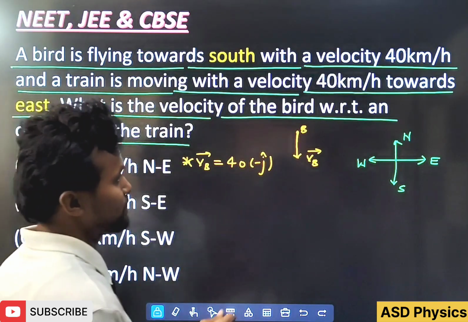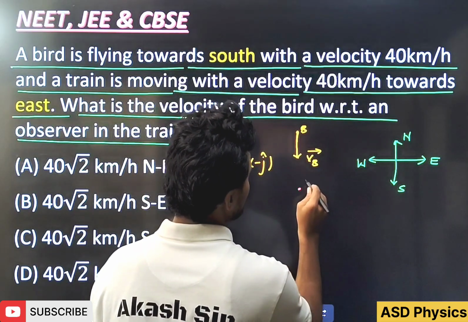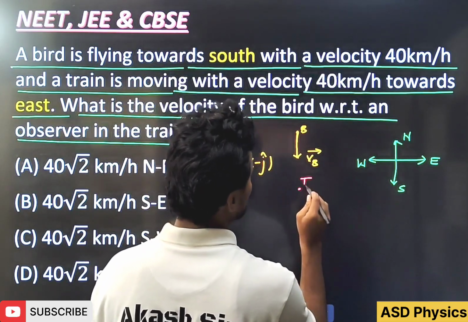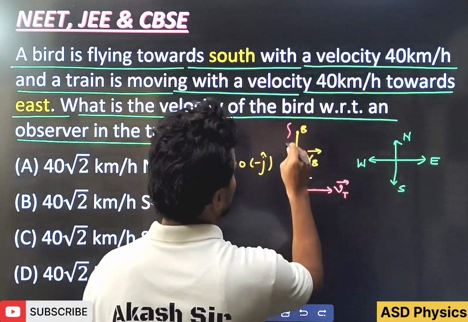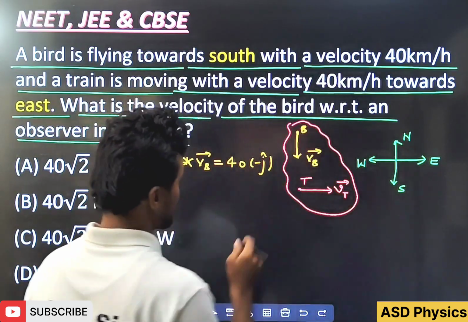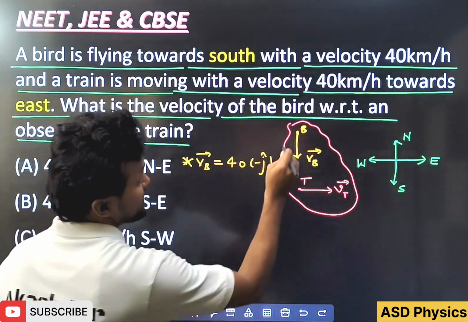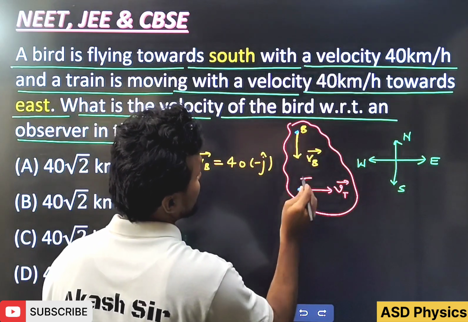Towards east direction. Okay, so see here please. Now one train is there. Now this train is there. Train is moving in which direction? This direction. This is the velocity of that train. Okay, so this is the situation. Can you see? Here a bird is there and here the train is there.